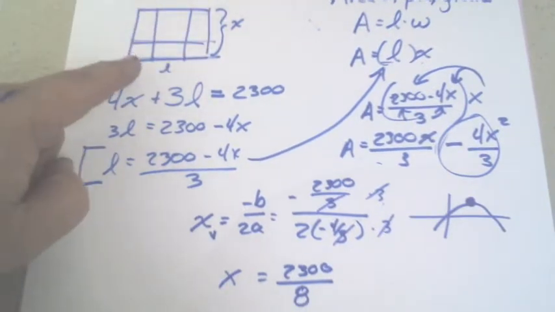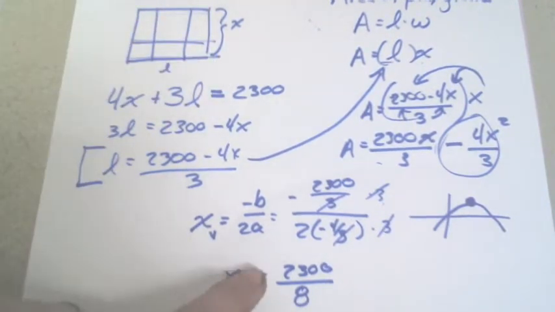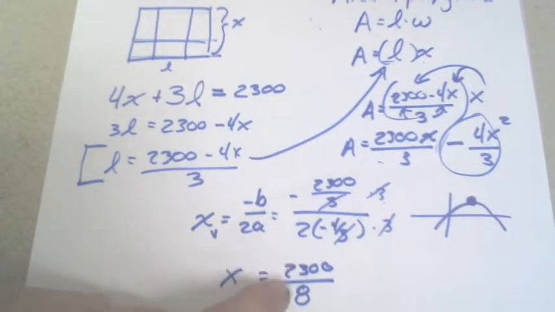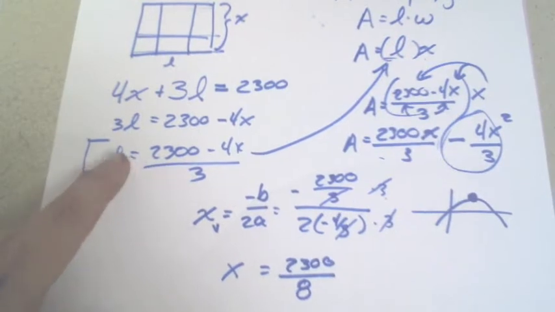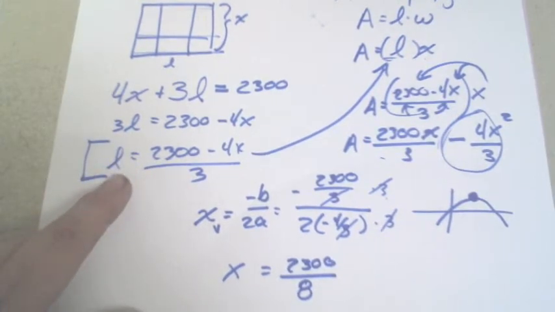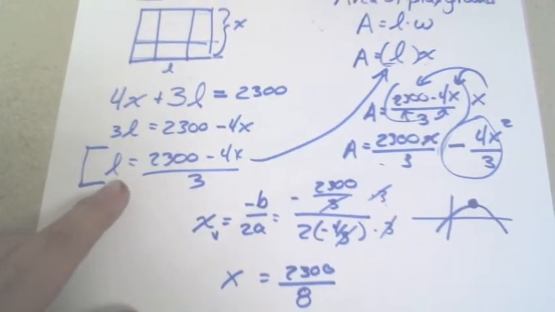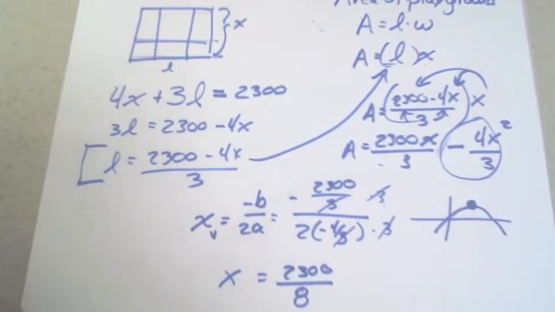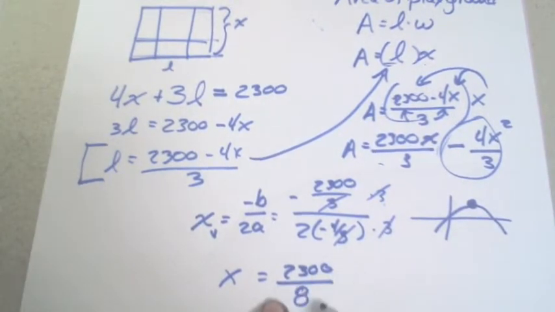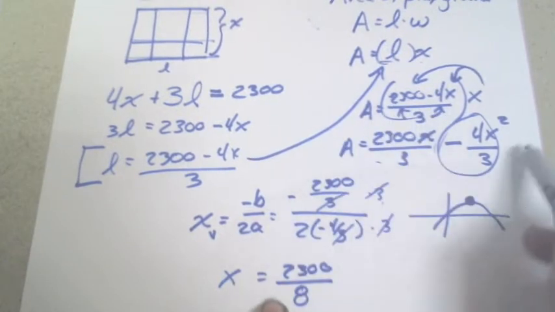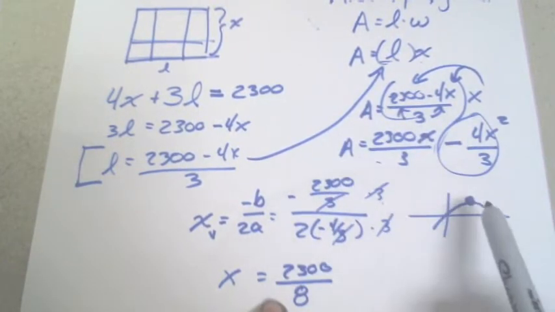You want to find the other side of the playground? Take the 2300 over 8, whatever that number is, and you could simplify that fraction even, and put it into here to find the other dimension. You want to find the area, multiply them together. Or plug the 2300 over 8 into your area formula.